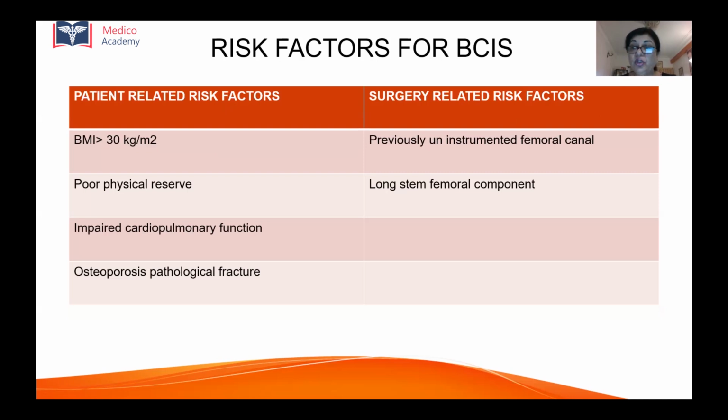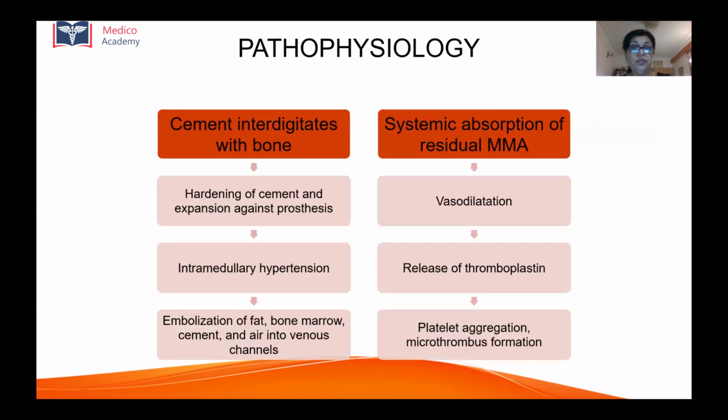The risk factors for bone cement implantation syndrome may be patient-related or surgery-related. When there is a high BMI, more than 30 kg per meter square, poor physical reserve, impaired cardiopulmonary function, or osteoporosis, pathological fracture. The surgery-related factors may be previously uninstrumented femoral canal and a long stem femoral component.